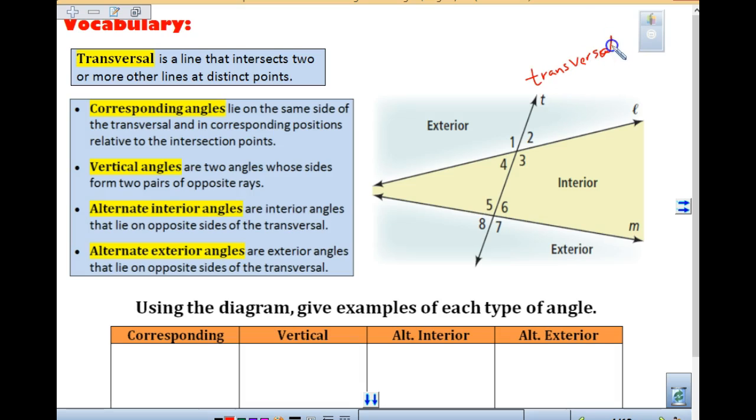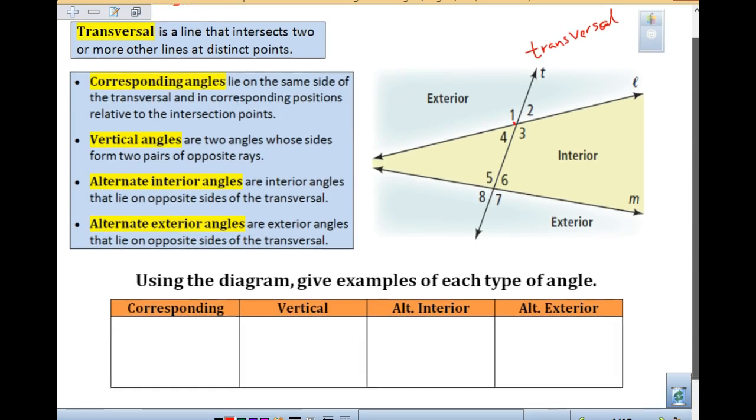If you were reading that definition, Sanjay, would you please read it? Transversal is a line that intersects two or more other lines at distinct points. So it intersects at this point right here and at this point. Corresponding angles. Micah, would you please read?